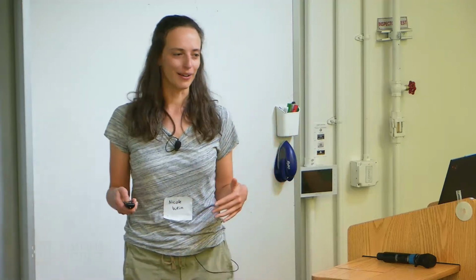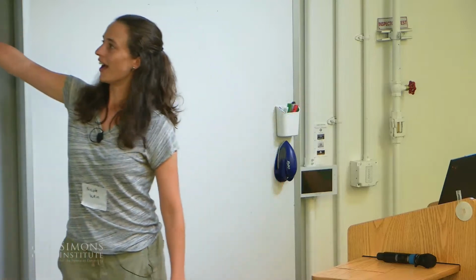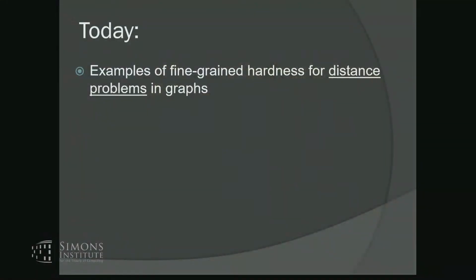Okay, so Virginia talked in her talk about an overview of fine-grained complexity and the different types of areas and problems it can be applied to. In this second talk, what I'm going to do is zoom in on one of the particular areas that it has been particularly successful in, and that is distance problems in graphs. So today we will see some examples of fine-grained hardness for distance problems in graphs.